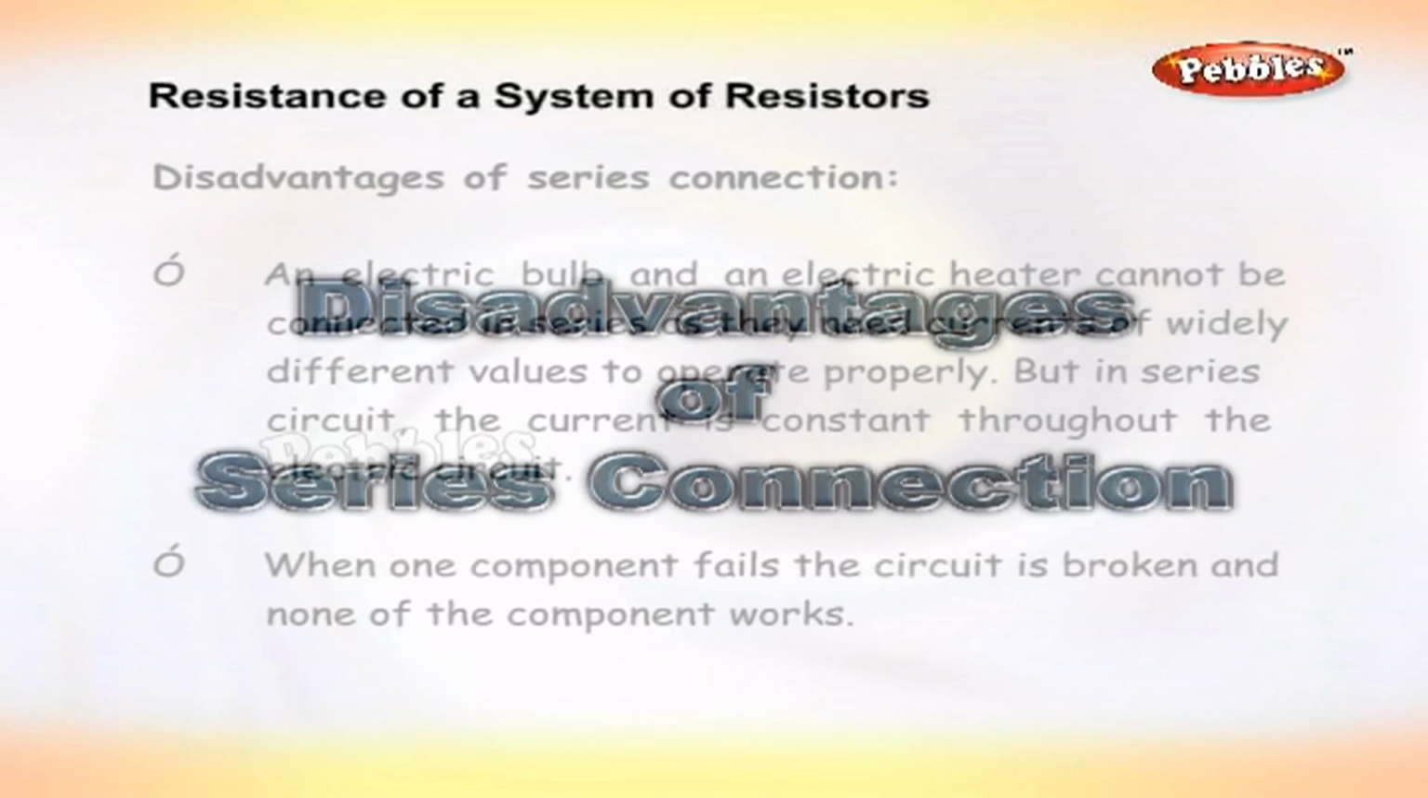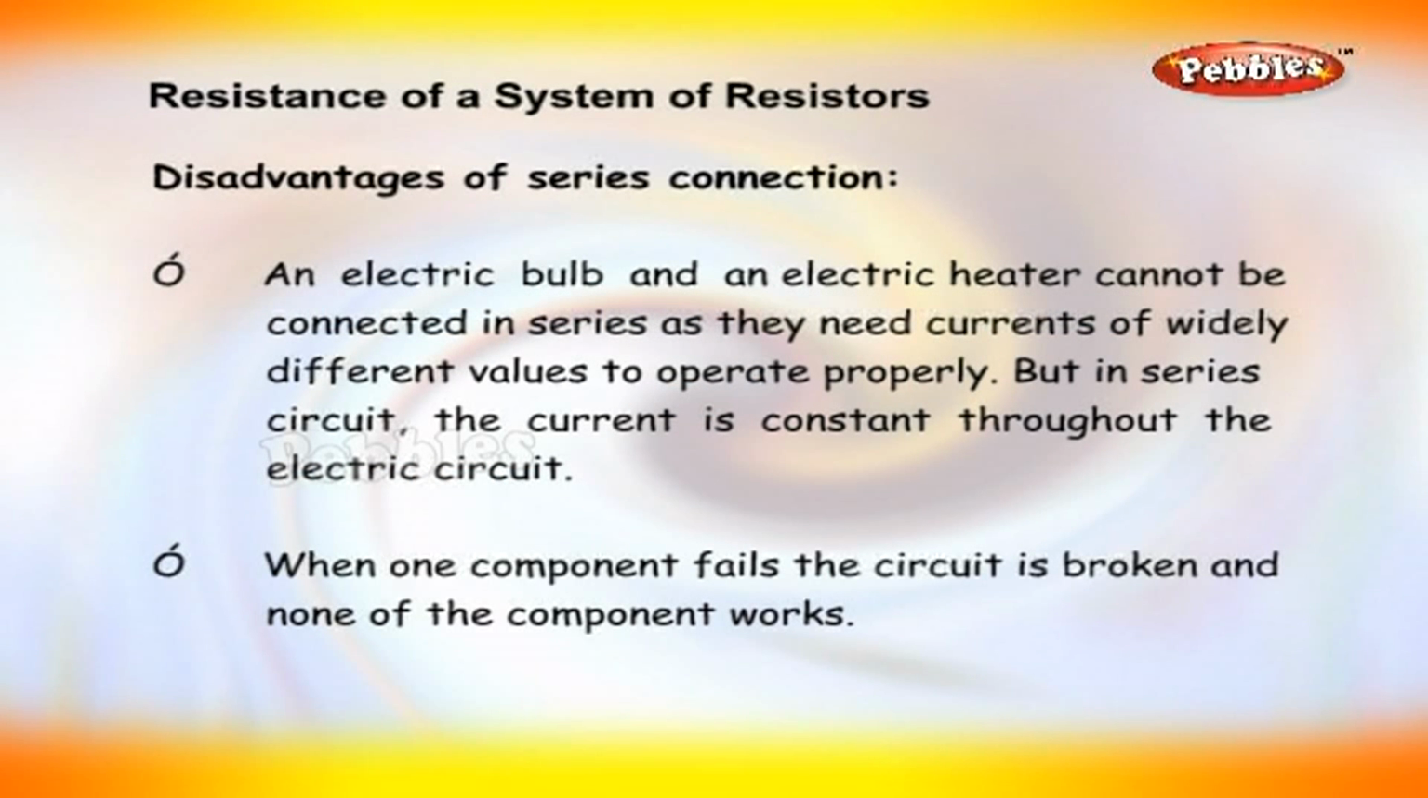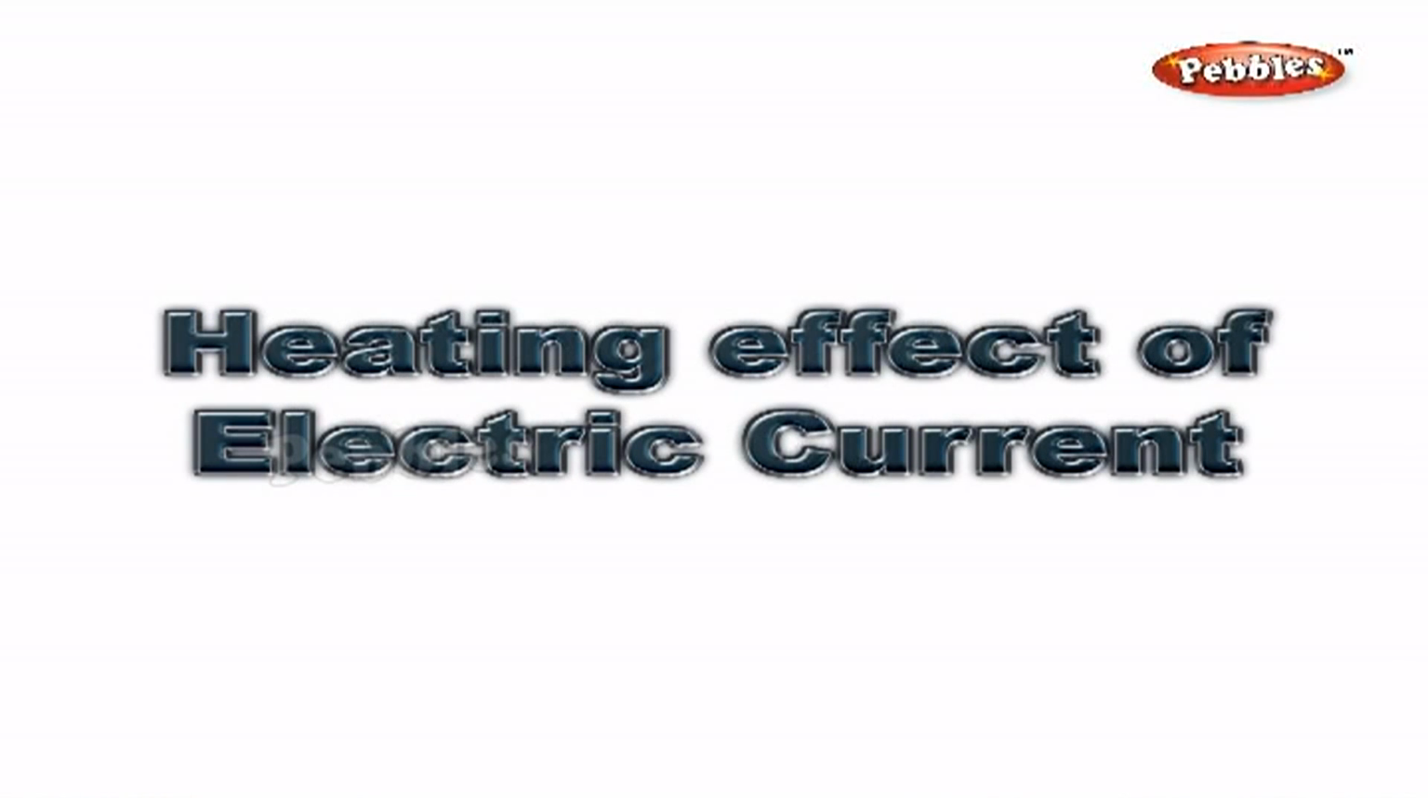Disadvantages of series connection. An electric bulb and an electric heater cannot be connected in series as they need currents of widely different values to operate properly. But in a series circuit, the current is constant throughout the electric circuit. When one component fails, the circuit is broken and none of the components work.